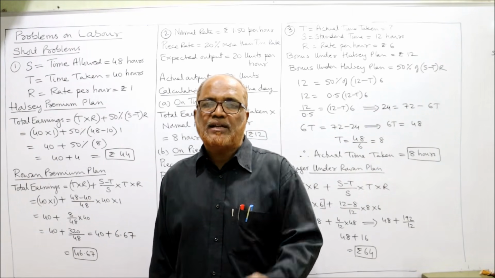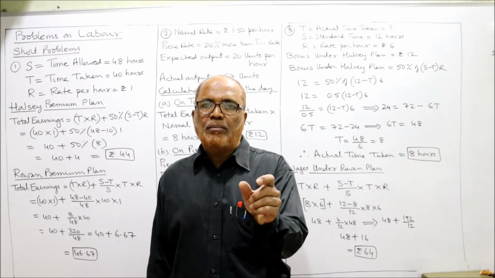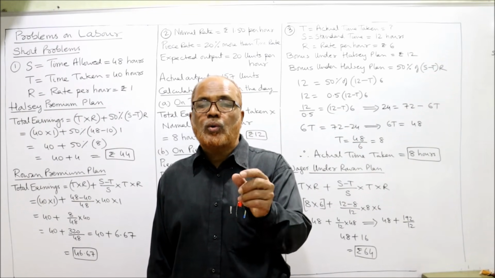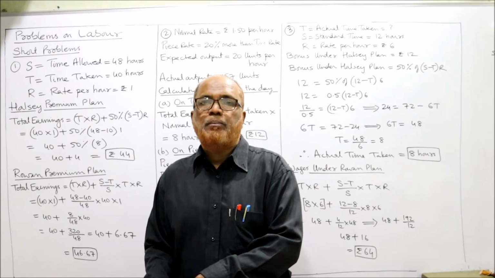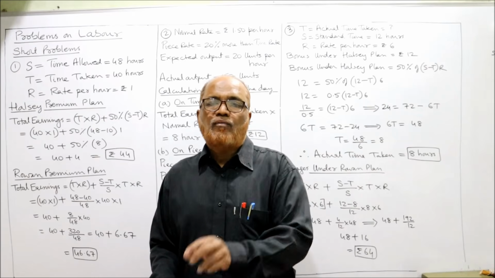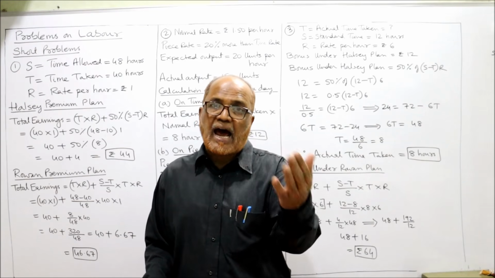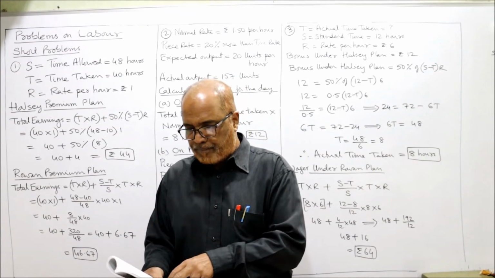20% more than time rate. The piece rate will be paid according to 20% more than time rate. The time rate is 1 rupee 50 paisa per hour. तो 1 rupee 50 पैसा में 20% ऐड कर दिए तो पीस रेट आएगा.